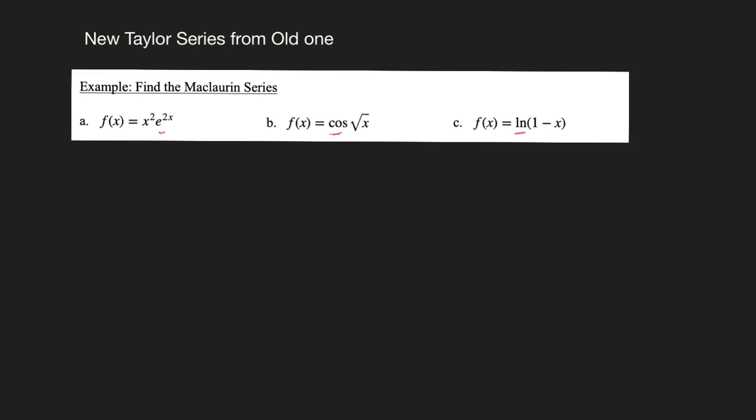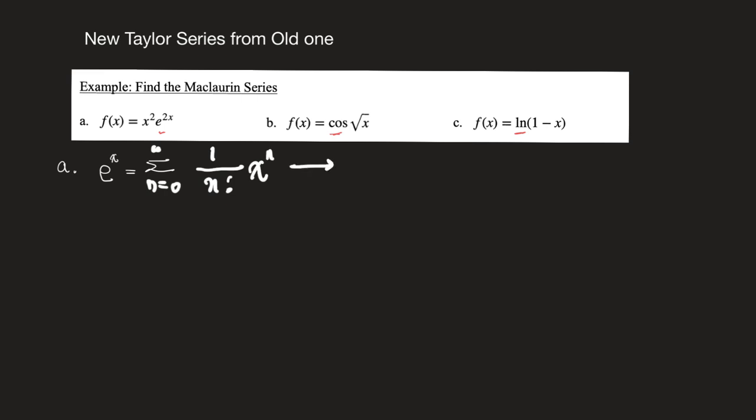Ln we did from the geometric power series. We're going to use each Maclaurin or geometric power series to find a new one. Let's try the first one: f of x is x squared e to the x. I want to use e to the x first. So e to the x is the summation n equals 0 to infinity of 1 over n factorial x to the n.